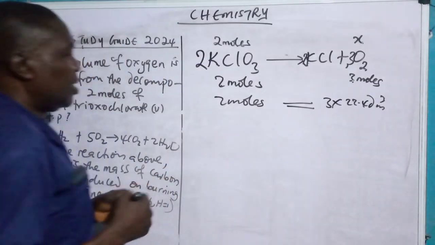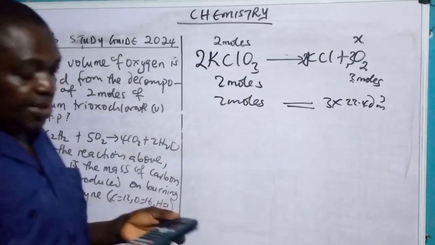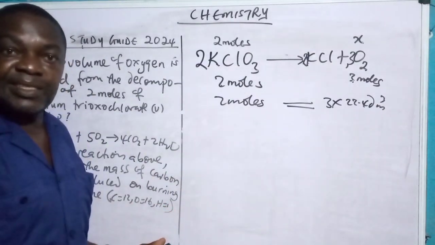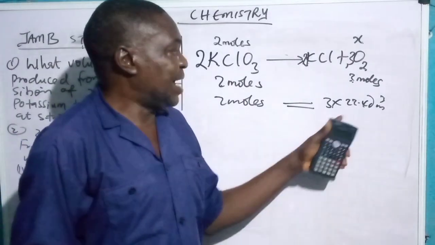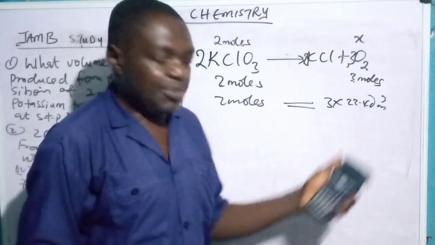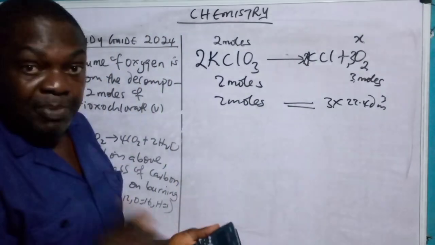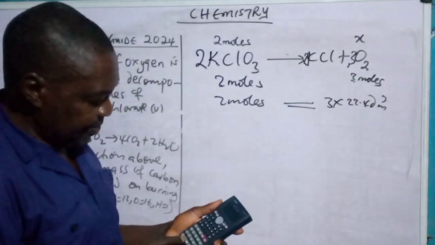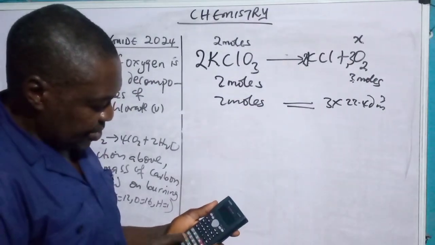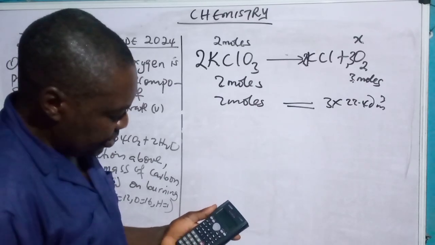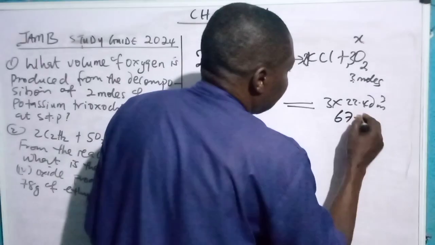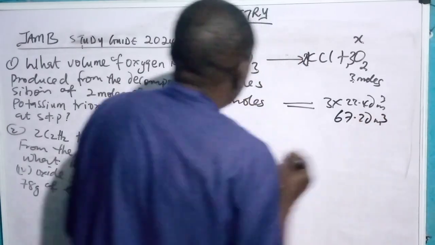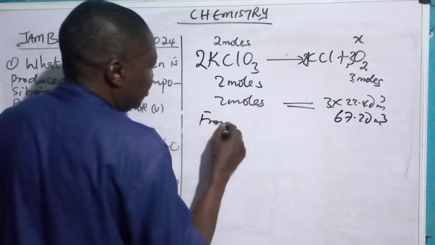You see it? But you always check the question and see if the answers in the options are in dm³. If they are not in dm³, maybe they are in cm³, you now convert to cm³. But let's use dm³, otherwise you multiply by 1000. Let's say 3 times 22.4, you have 67.2 dm³.